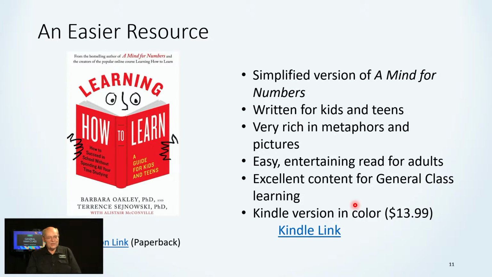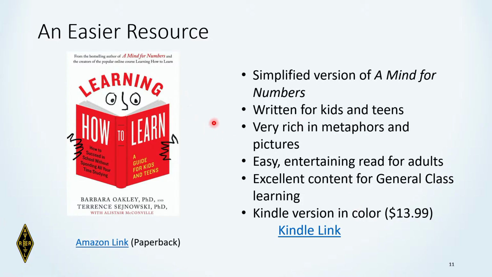There's an easier resource. This is one that I recommend for most people. It's based on A Mind for Numbers, but it was written for kids and teens. They brought a youth instructor in, Alistair McConville, it looks like is his name, and a lot of pictures, a lot of metaphors, very easy reading. It's a lot more fun, and it's excellent content for general class learning. The Kindle version is in color. Again, this link will work when you get the PDF. So if you're interested in learning more about this subject in general, or what I'm going to be talking about next, I wanted to provide this as a resource.